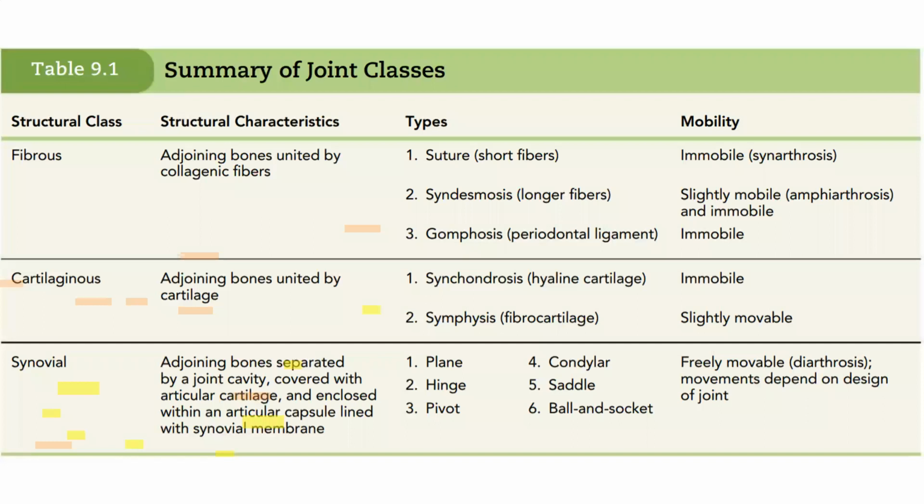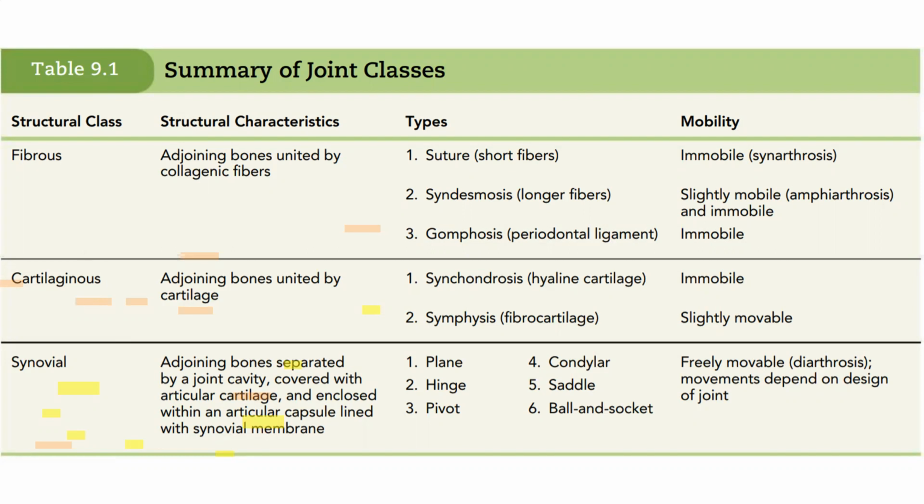We can classify joints according to their structure. There are three types of joints from the structural classification. They are fibrous joint, cartilaginous joint, and synovial joint. Fibrous joint, their bones are joined together with fibrous tissue. Cartilaginous joint, the bones are united by cartilage tissue.